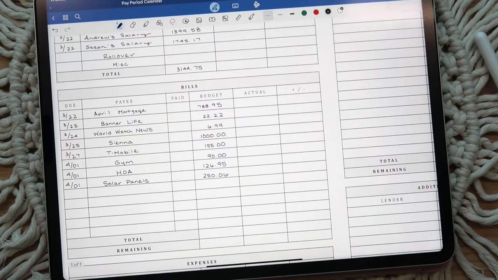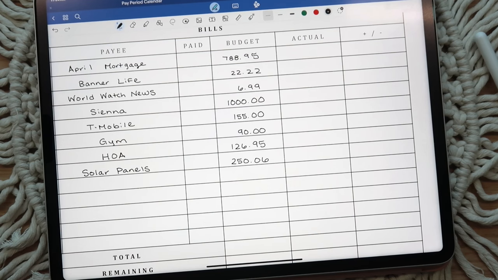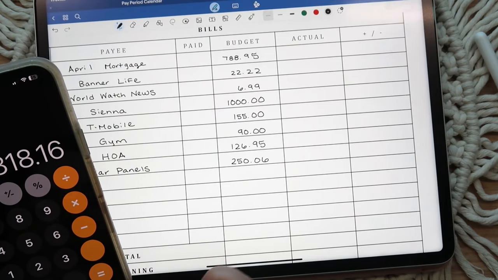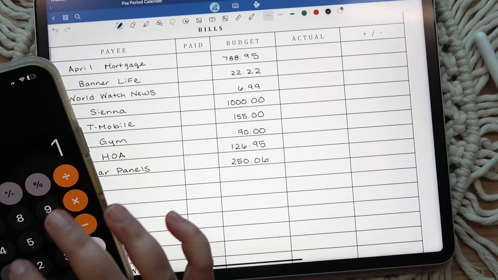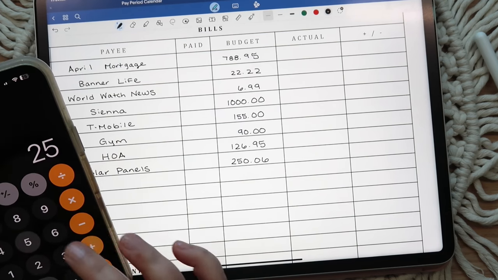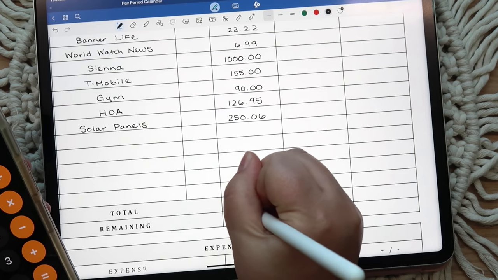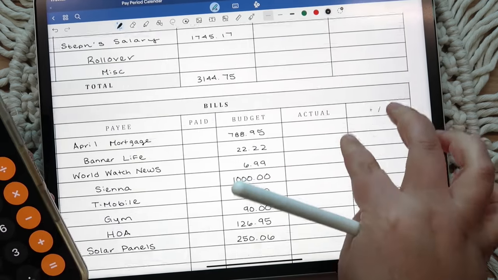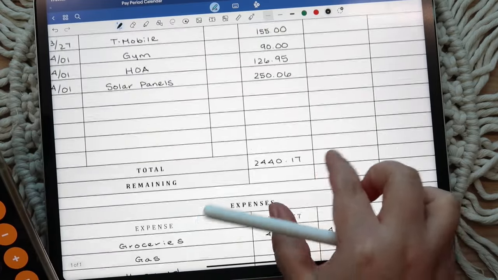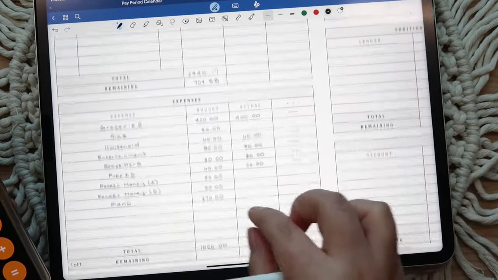So let's add all of that up. And I think we're going to need a rollover amount, but we'll see. So $788.95 for the mortgage, $22.22 for Banner, $6.99, if you guys can see, $6.99, and then $1,000, $155, $90, $126.95, and then $250.06. So a total of $2,440.17. And if we take this, $3,144.75, that gives us $704.58. And that does not cover that.